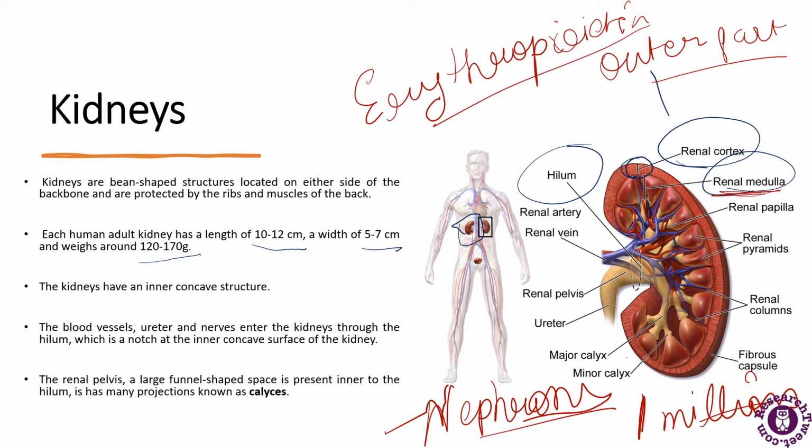Now nephrons have also been divided into two parts, but we will not get into that detail because here we will be discussing more on the organs of the excretory system. So this was all about the kidney.